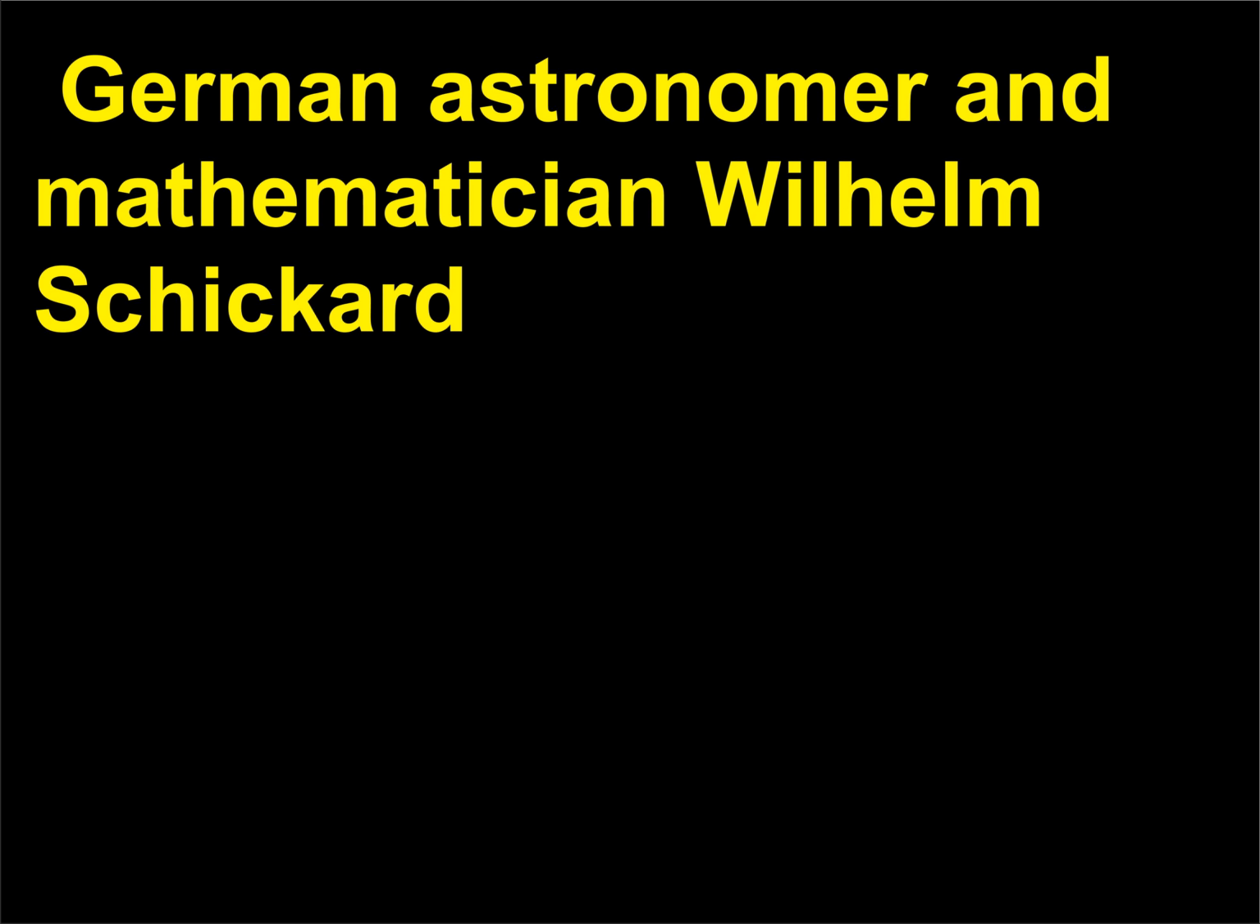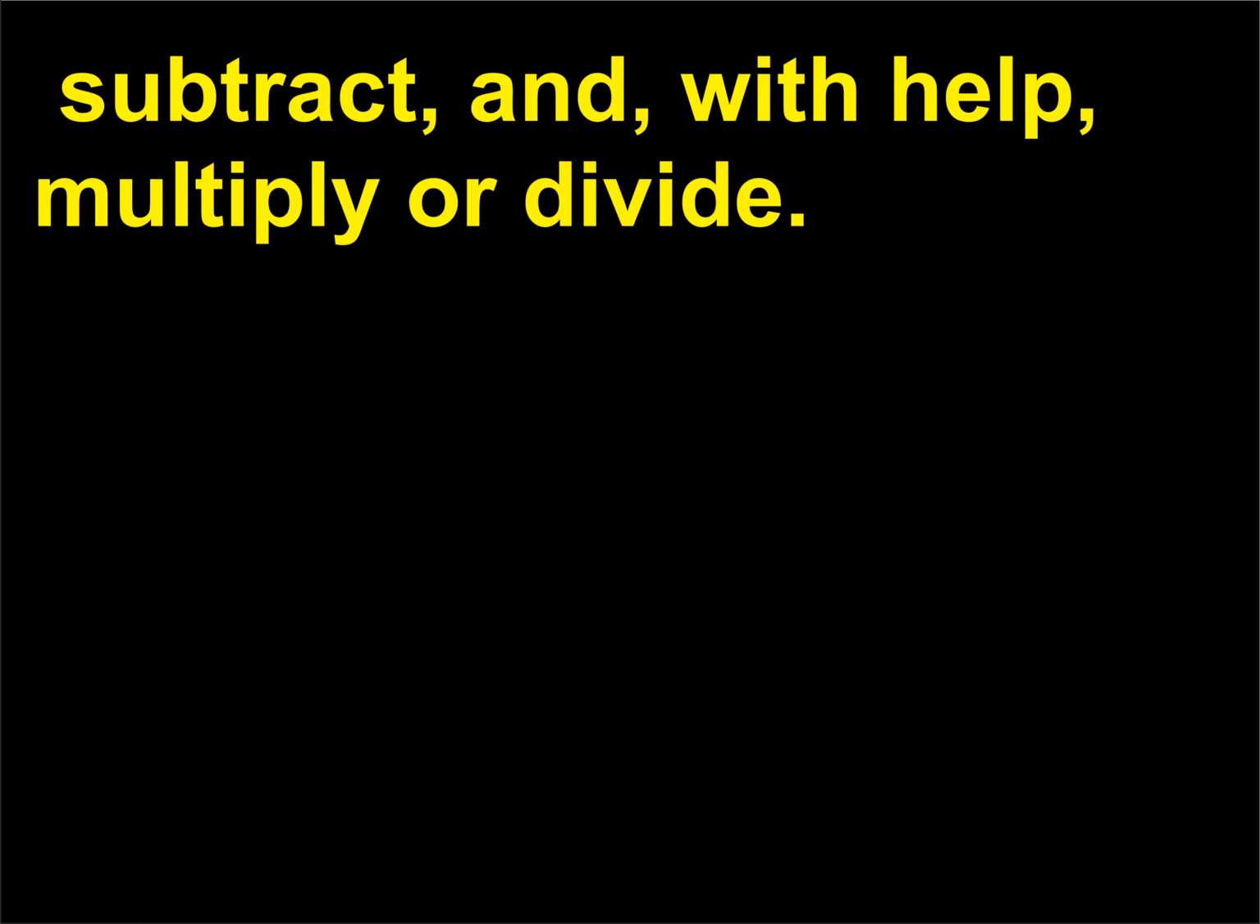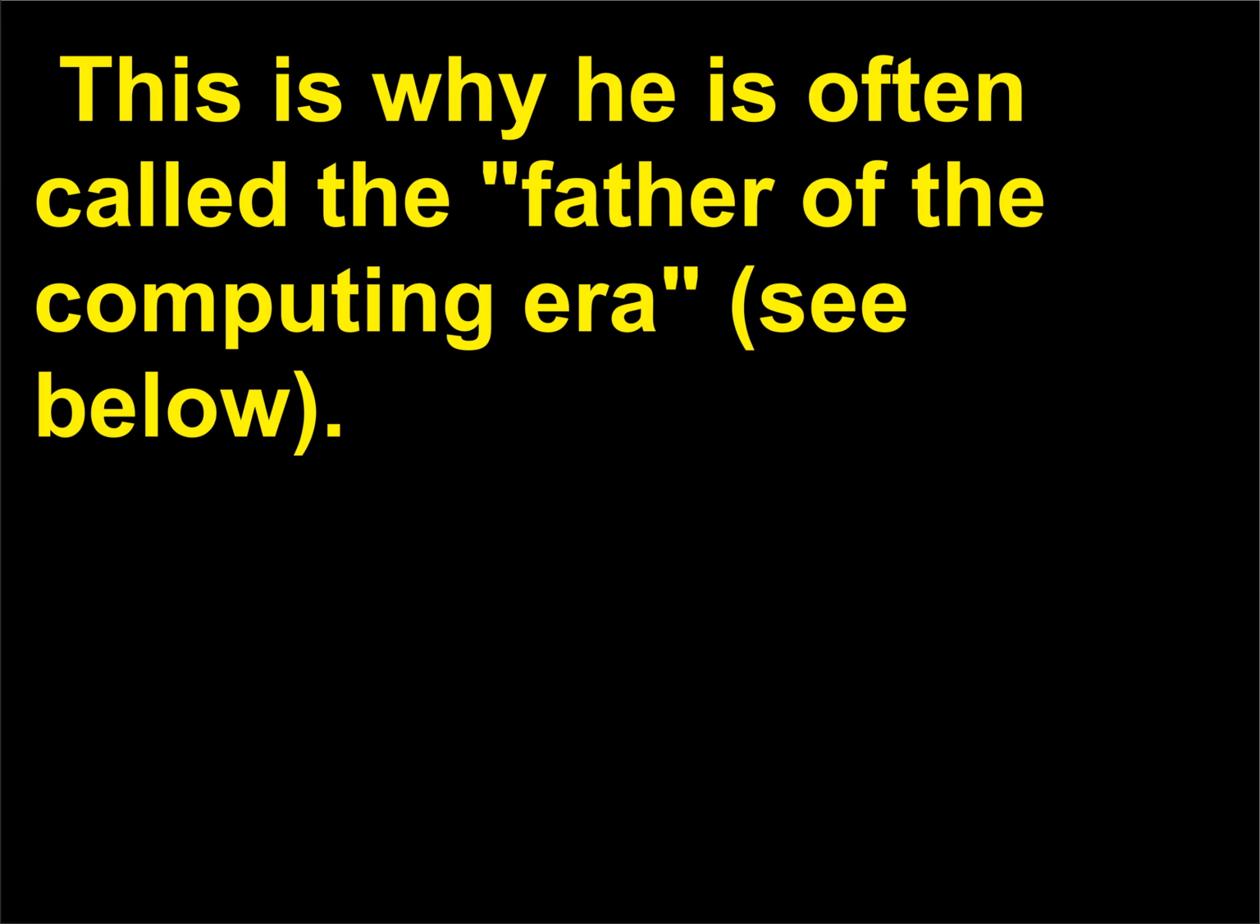German astronomer and mathematician Wilhelm Schickard, 1592 to 1635, would eventually build the first calculating machine based on Napier's bones in 1623. His device could add, subtract, and, with help, multiply or divide. This is why he is often called the father of the computing era, see below.